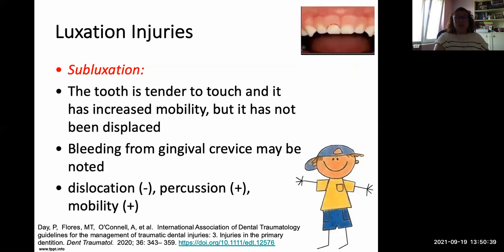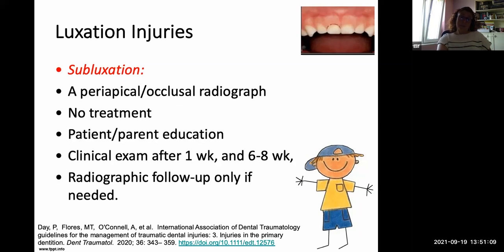In subluxation cases, the tooth is tender to touch and there is mobility, which is differing from concussion in this aspect, but no displacement occurs in subluxation cases as well. Sometimes bleeding from the gingival crevice might be noted, so no dislocation, but positive to percussion and mobility tests. So we need to take a periapical radiograph.